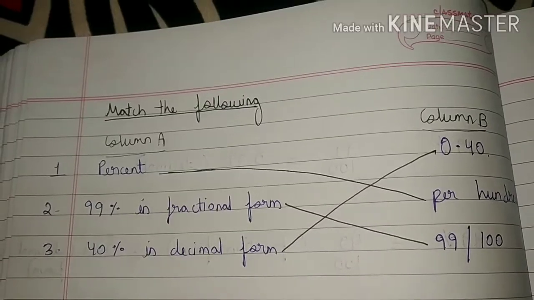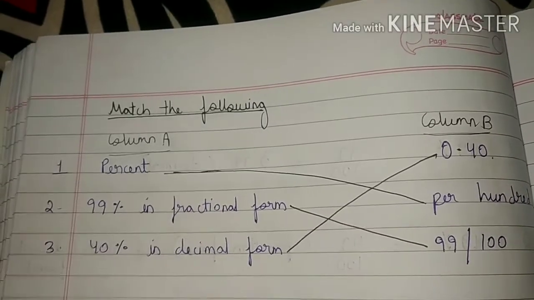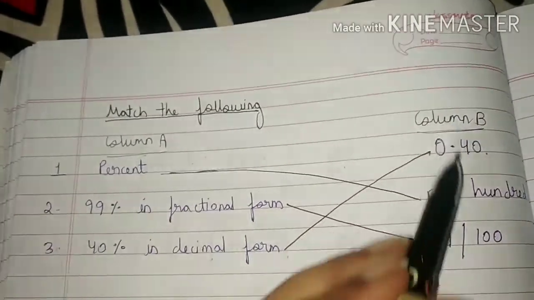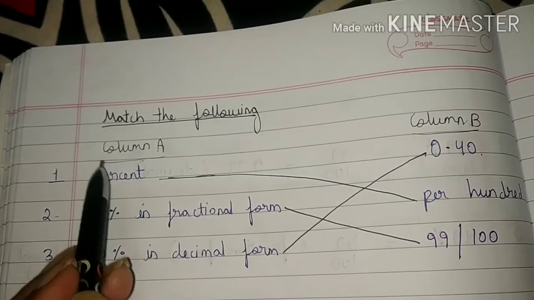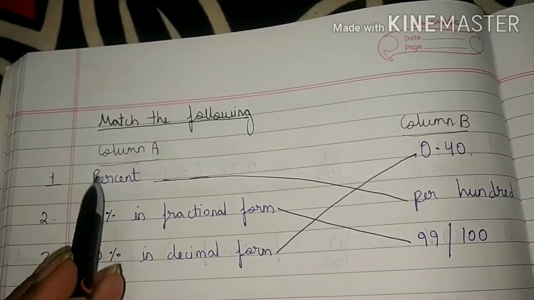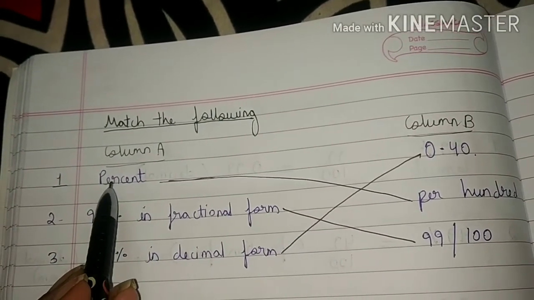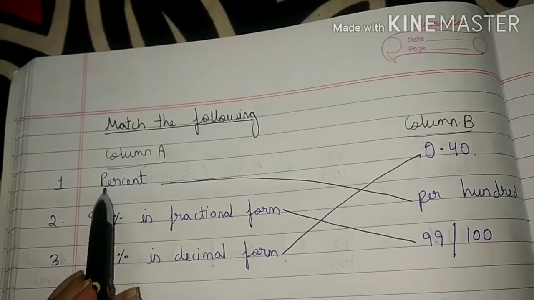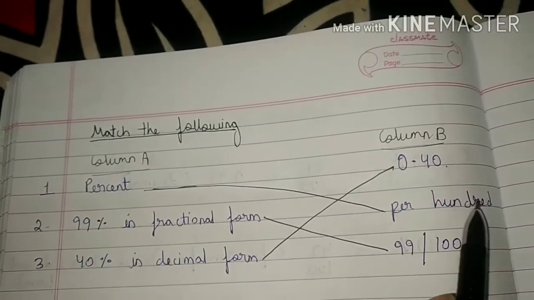Now students, we will do match the following. This is a column A and this is a column B, and we have to match column A with the column B. First question, percent. Per means per, cent means 100. So percent means per 100.